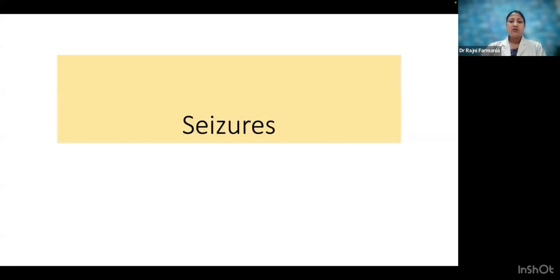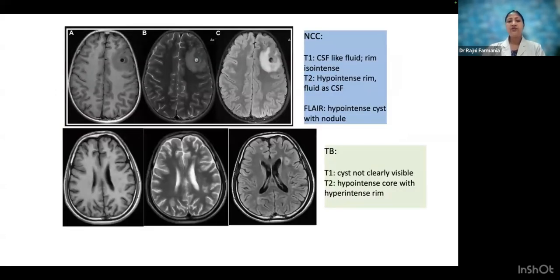So seizures. In cases of epilepsy, we want to evaluate and we order an MRI. Now you got an MRI done, you got a ring enhancing lesion. We want to understand whether it is NCC or tuberculosis. There are certain findings wherein we understand. So here everybody of us can see a lesion and a perilesional edema. This one is a T1 scan where edema is seen, and here we can clearly see the scolex. So if you can see the scolex clearly in a FLAIR image, you can be sure that this is NCC.